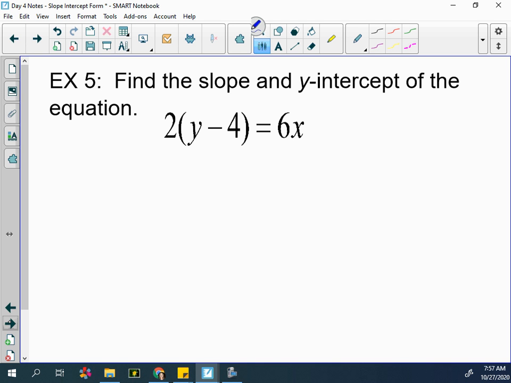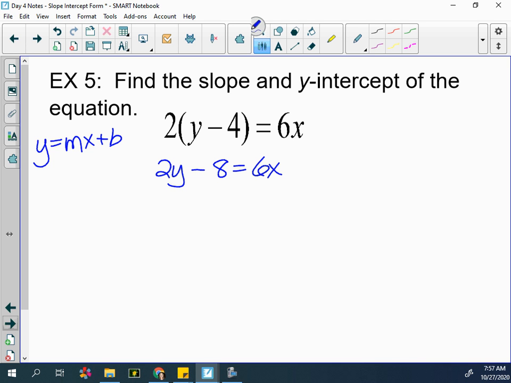Okay, so I can't tell by looking what the slope and y-intercept is. And as I walk around, I think I saw almost everyone moving in this direction. You got to get y all by itself. Okay, so there's a couple of ways you can get there. I would probably distribute first. So I would have 2y minus 8. Okay. And then I'm trying to get y by itself.